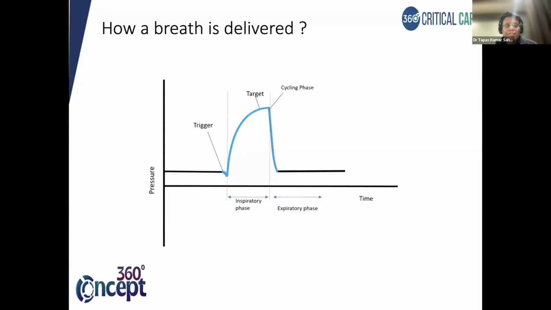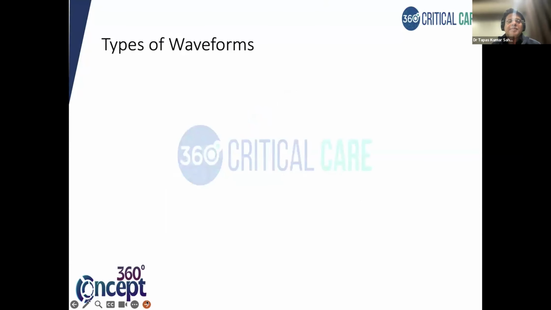And the cycling phase would take our patient or the ventilator to the expiratory phase, and it would again come to the set PEEP level and continue, and then there will be a new trigger, and the patient will again be taken to the inspiratory phase with target and the cycling phase. Clear? So this is a basic idea of how a breath is delivered.